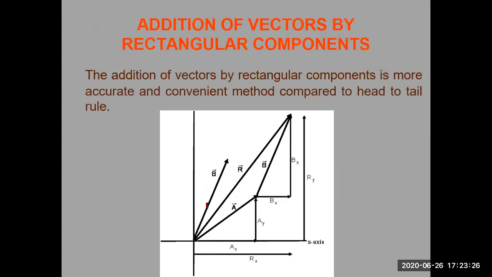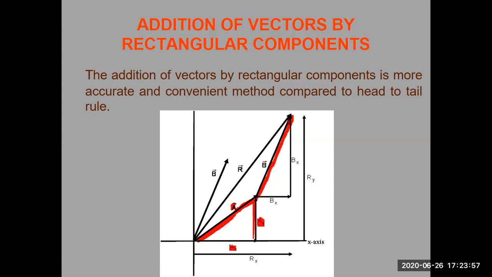Addition of vectors by rectangular components. Suppose this one is a vector A, this one is a vector B. You are asked to add these two vectors using rectangular components. What will you do? You will draw a perpendicular from this point on the x-axis, and you will get horizontal Ax. This one is vector A, and Ay, both the horizontal and vertical components.